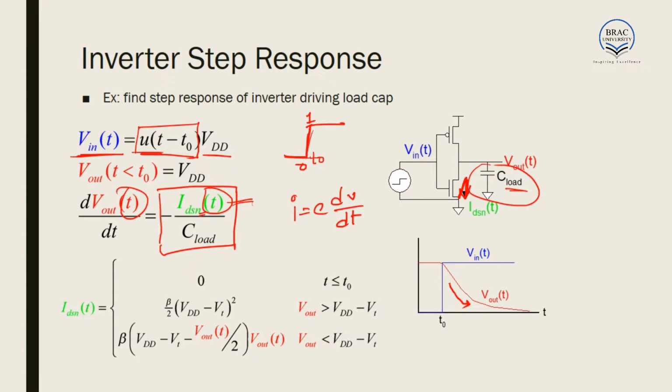Now, this current can be modeled in different ways. We have already learned about Shockley equations. These are the Shockley equations. This is for cutoff, this is for saturation, and this is for linear region. We can model the currents in this way.